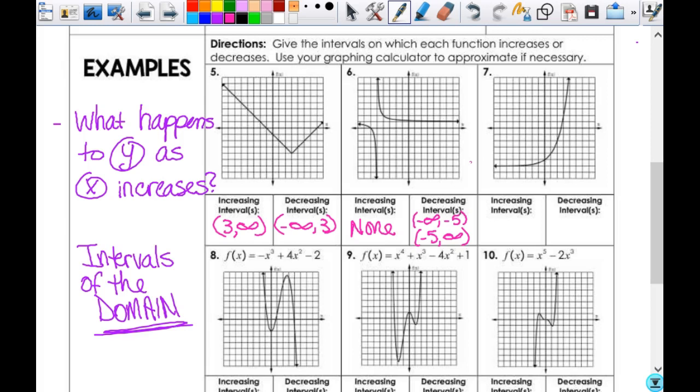But since it's exponential, I have one asymptote, but it's down here. I don't have a vertical one. So my increasing interval then goes from negative infinity to infinity. Decreasing intervals? None. Okay? Questions?